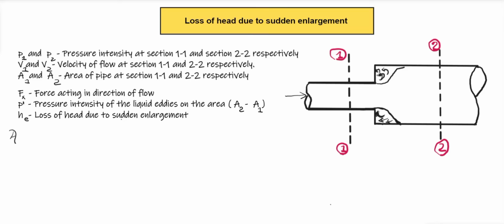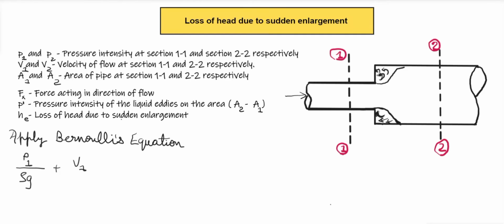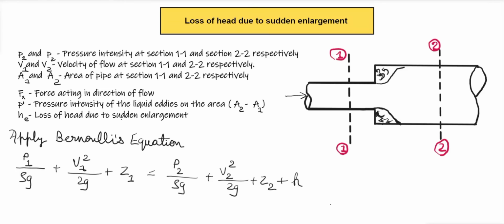Now we'll apply the Bernoulli's equation to the section 1-1 and section 2-2. The Bernoulli's equation is P by rho g plus V square by 2g plus Z is equal to constant. For section 1-1, it will be P1 by rho g plus V1 square by 2g plus Z1 is equal to, for section 2-2, it is P2 by rho g plus V2 square by 2g plus Z2 and plus the head loss that we'll consider due to sudden enlargement, which is He.